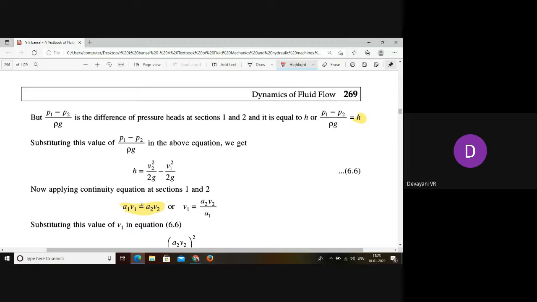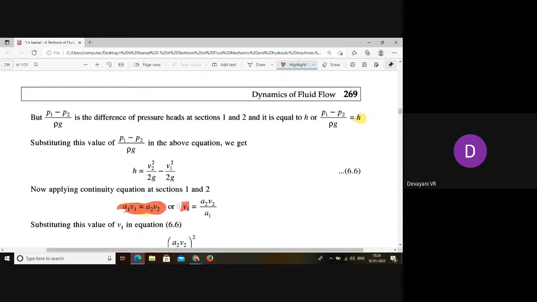So from this continuity equation, we know that for one-dimensional flow, the continuity equation will be A1 V1 equals A2 V2. So from this equation, we can write the velocity at section 1, V1, equals A2 into V2 by A1.